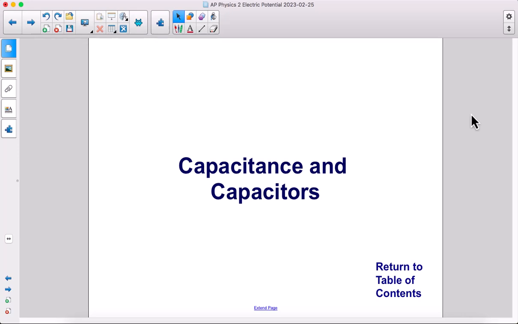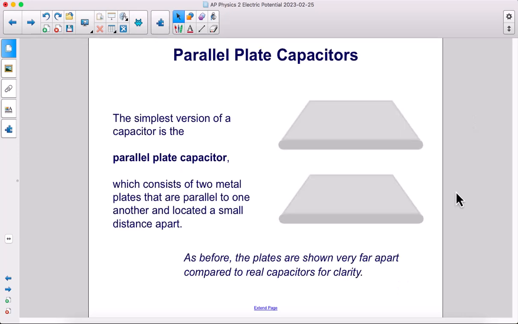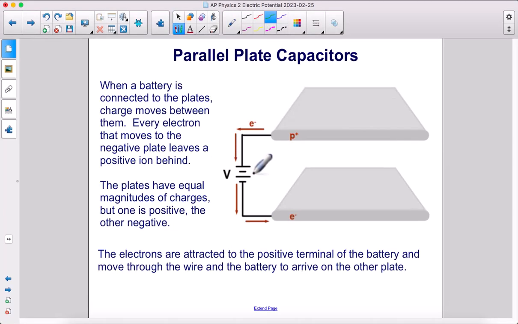Capacitance and capacitors. The simplest version of a capacitor is the parallel plate capacitor, which consists of two metal plates that are parallel to one another and located a small distance apart. As before, the plates here are shown very far apart compared to real capacitors for clarity. When a battery is connected to the plates, charge moves between them.